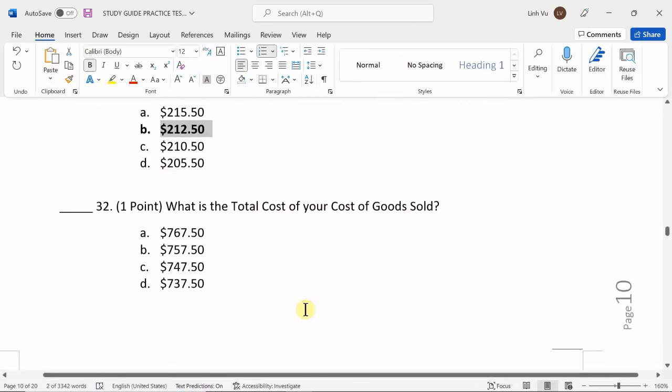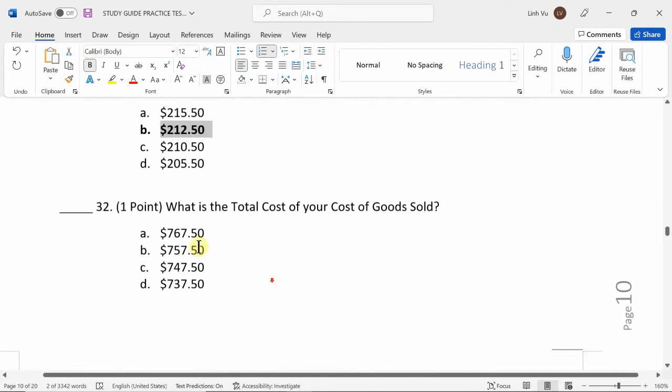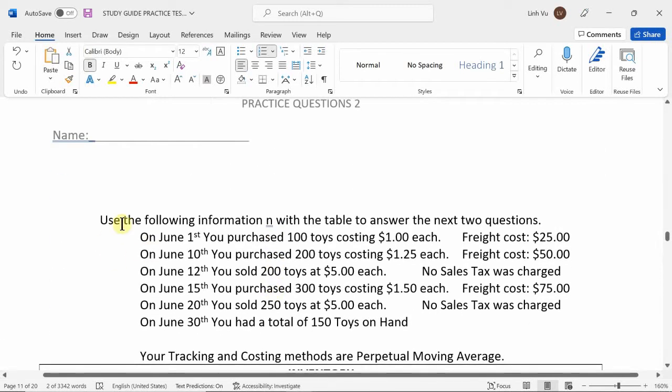And then last but not least, what is the total value of your cost of goods sold? Which we got, $737.50. Okay. Good. All right, here's the next one right here.